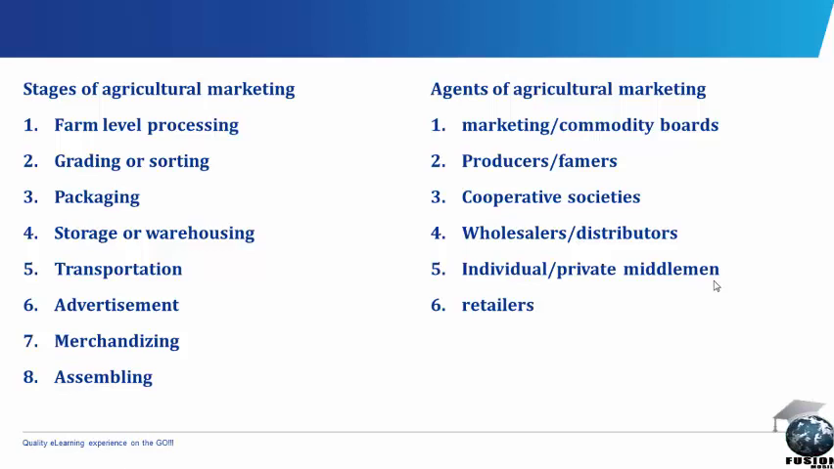Individual or private middlemen. Individual or private middlemen are those men or individuals that usually go directly to the farm to buy farm produce. They link producers with consumers. They assemble, blend and repack certain goods. They may give loans to producers. They assist in the even distribution of produce. They also provide storage facilities.